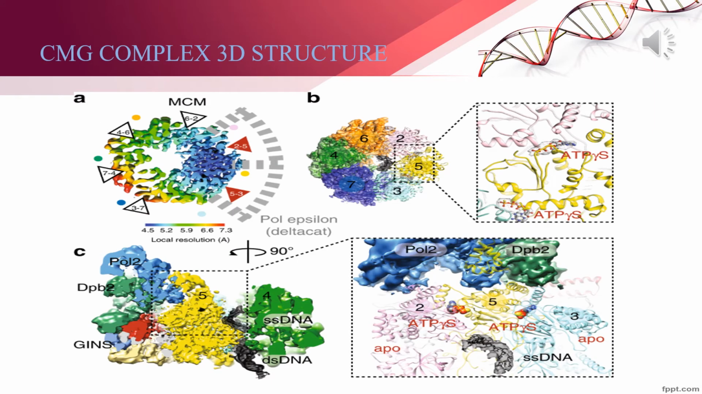Through cryo-EM and X-ray crystallography, these structures are visible. As you can see, the MCM2 to 7 CDC45 are clearly visible.